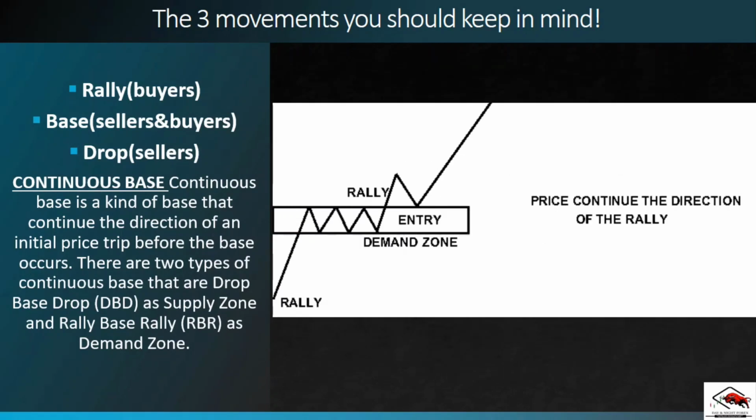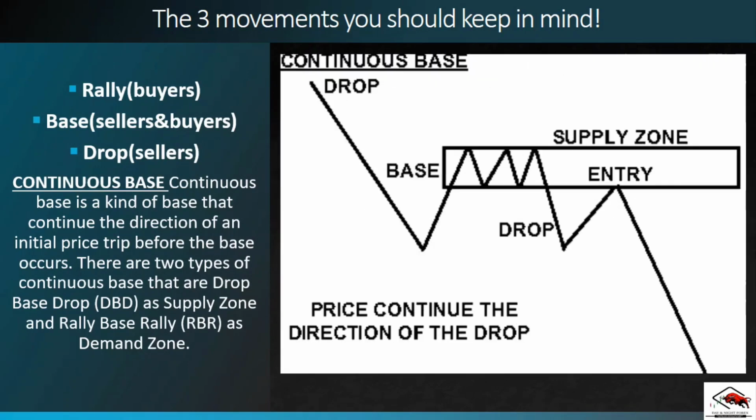Looking at our illustrations right here, the first one we have is the drop-base-drop, right? As you can see, we start off with the drop and then we have our base over here where the market is consolidating. That creates our supply zone over here, where we have our entry when the market comes back to retest the level that is broken. Remember, when a support level is broken, it turns into resistance. So that's where we will have our supply zone and look for our entry points, right? As you can see, after the drop, then the base, the price continued in the direction of the drop, which was the initial move before the base.